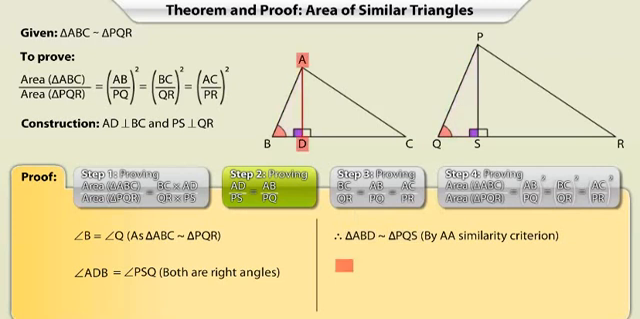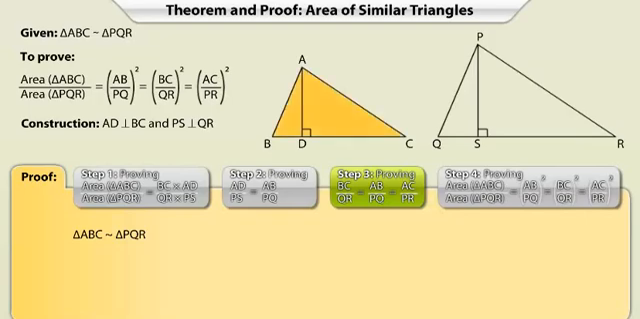Now, we can say that AD upon PS is equal to the ratio of AB upon PQ, as they are corresponding sides of similar triangles. Let's call this equation 2 and move on to step 3. As triangle ABC is similar to triangle PQR, we know that the ratios of the corresponding sides of the two triangles are equal. Let's call this equation 3.